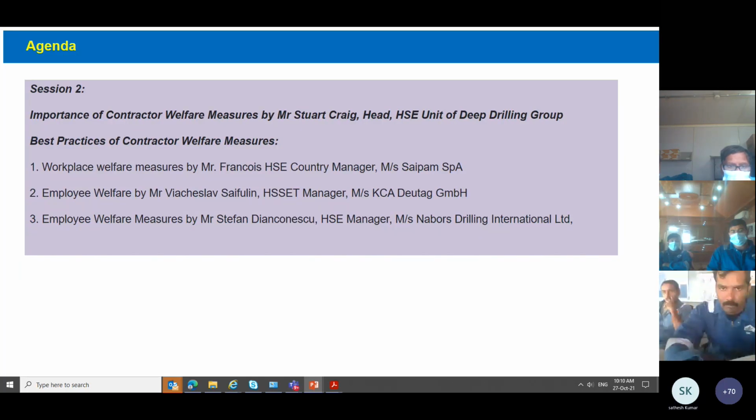But before that, I just want to brief on session 2, what we are going to discuss. Session 2 is the importance of contractor welfare measures by Stuart Craig. He is our head of HSE Unit of Deep Drilling Group. And there are 3 business partners from Saipem as well as KCA Deutag GmbH and Nabors International. So that's our plan for today.